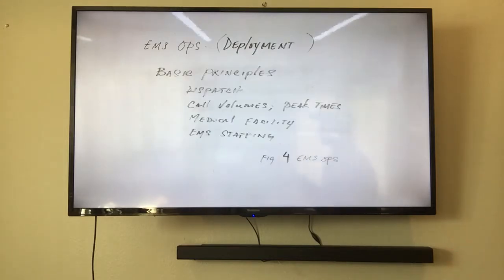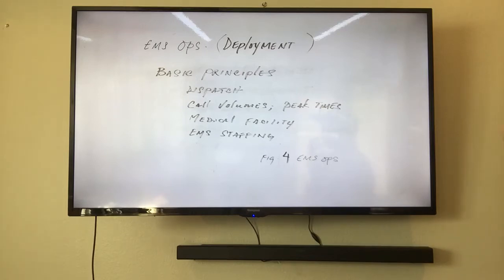Some of the basic deployment principles: a call comes in to dispatch. These calls come in through a public service answering point, or PSAP. This PSAP then decides whether it goes to police, fire, or EMS. That call is then dispatched through EMD. They put that out, and that information goes out across the CAD system. We take all of our CAD system data, as well as our ePCR documentation, and we analyze these call volumes.